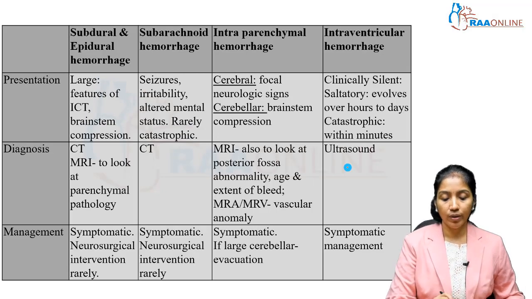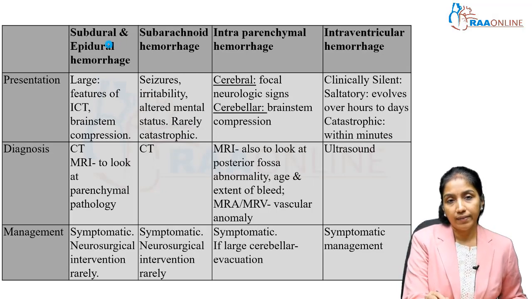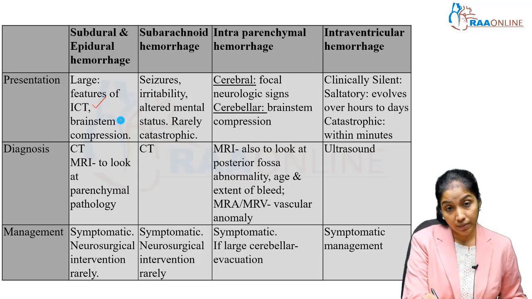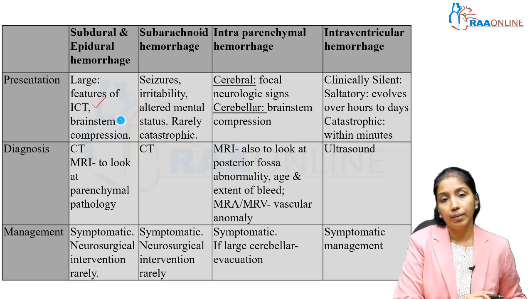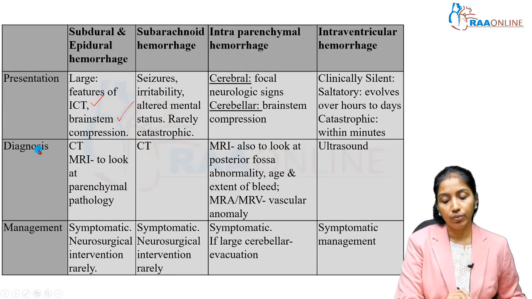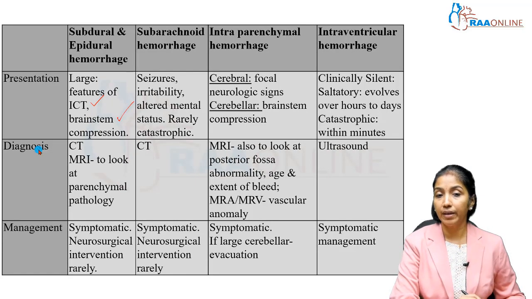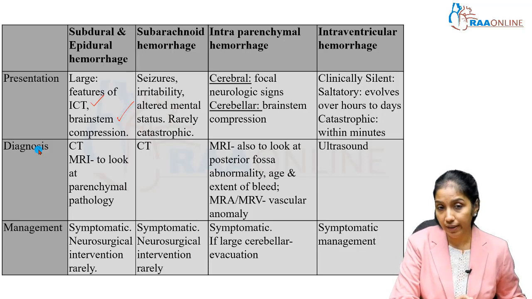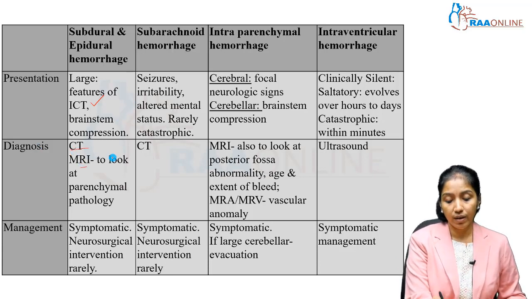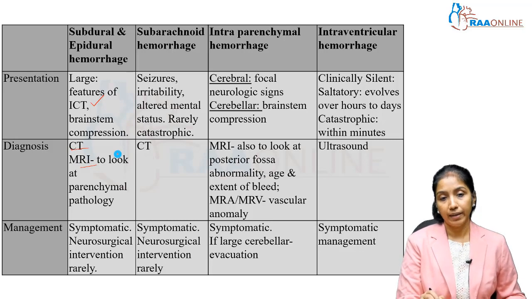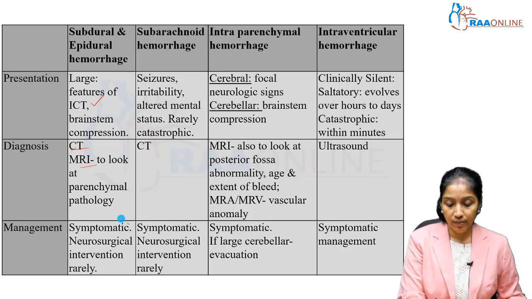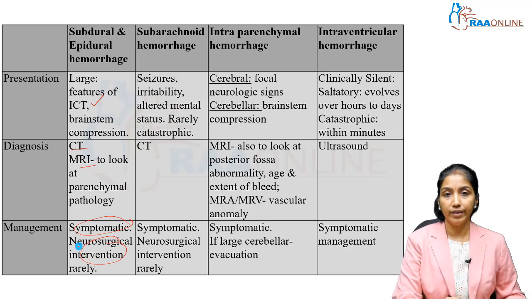So, moving on to the presentation, if there is a large subdural or extradural hemorrhage, it can present with raised ICT. It can present sometimes with even brainstem compression. If the brainstem compression happens, they can even die. The baby can die even without arriving at the diagnosis. So, we can do a CT or MRI to look at the parenchymal pathology. We have to do symptomatic treatment and neurosurgical intervention.